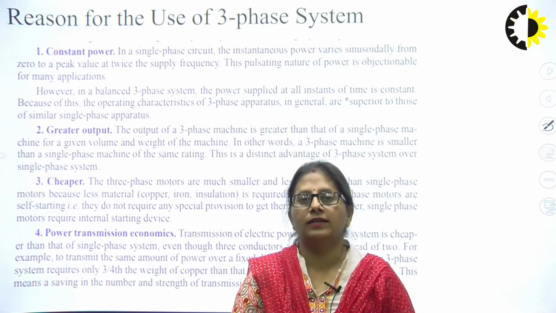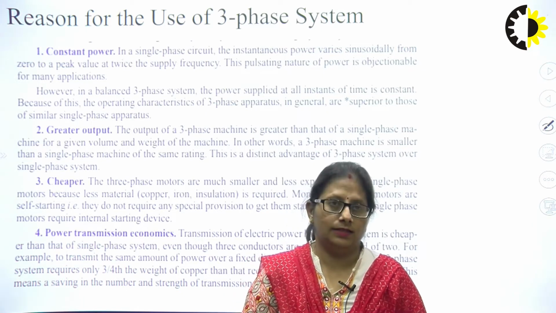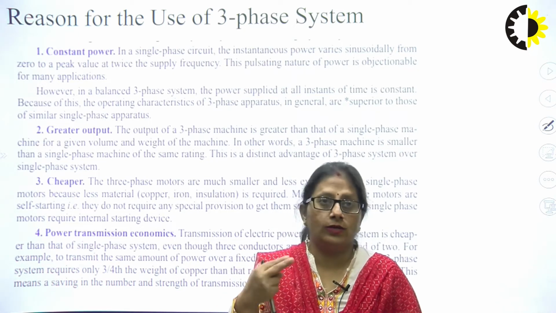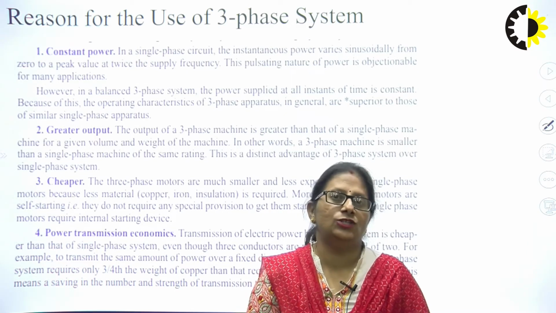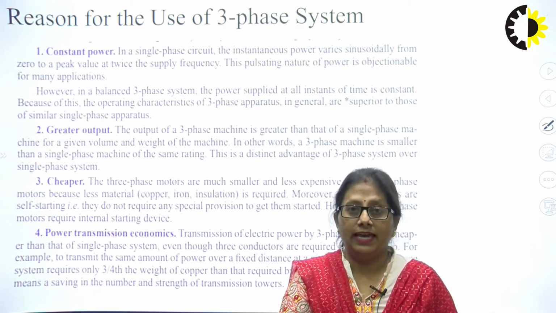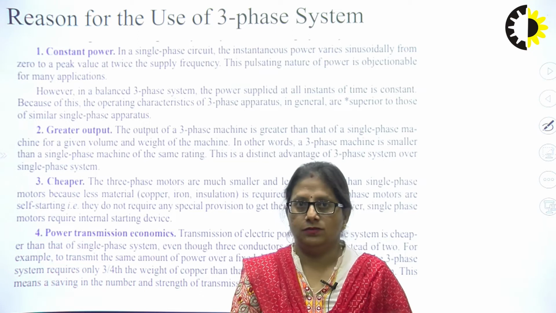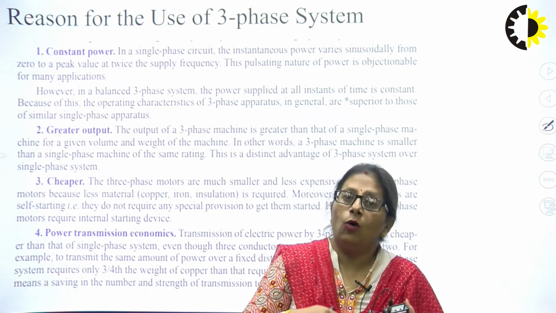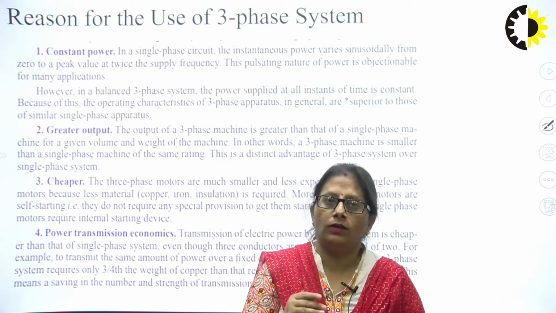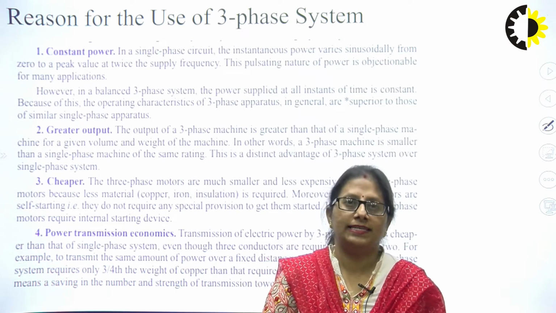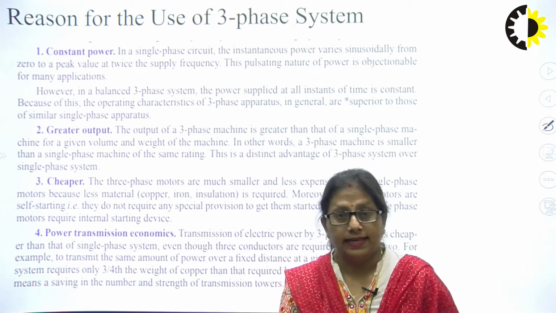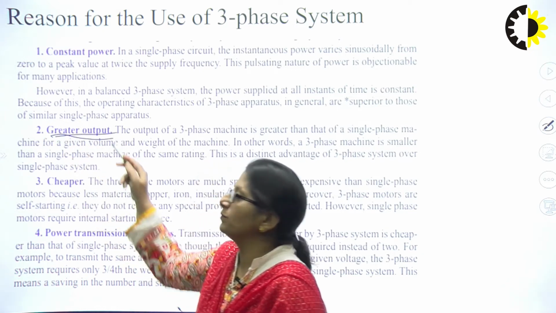It gives us, first, constant power, right? In a single phase circuit, the instantaneous power varies sinusoidally from 0 to peak value at twice the supply frequency, right? This pulsating nature of the power is objectionable for many applications, whereas in case of a 3-phase balanced supply system, the power supplied at all instants of time is constant, so that the operating characteristics for all 3-phase apparatus in general are comparatively superior compared to single phase supply system apparatuses.